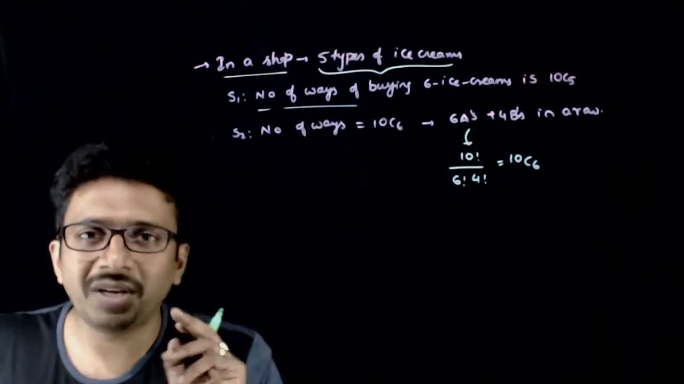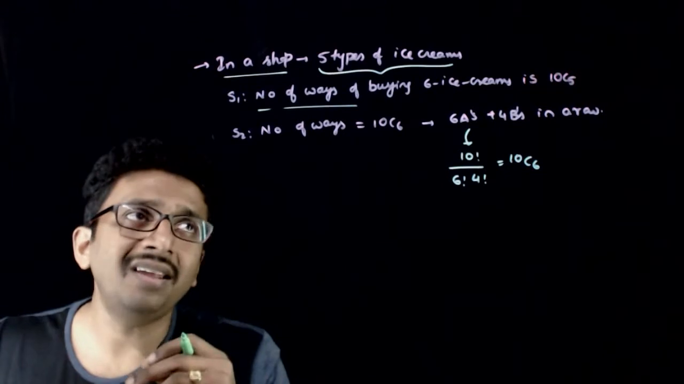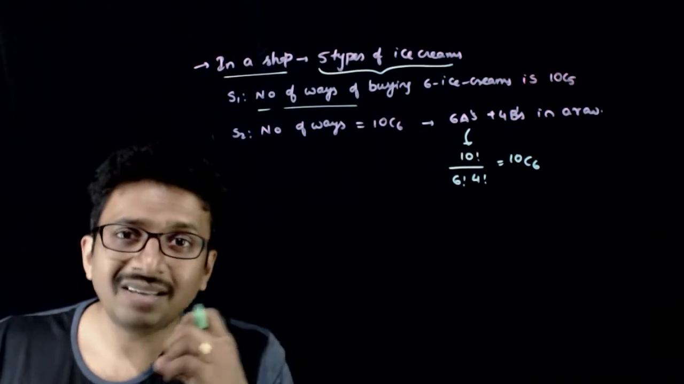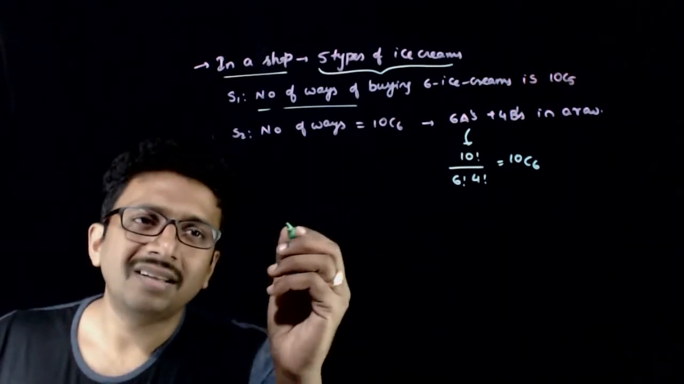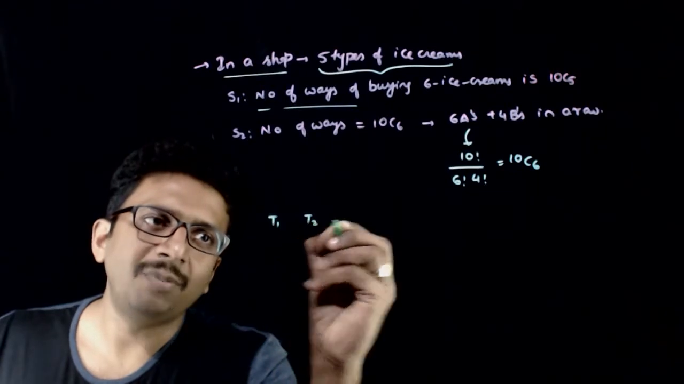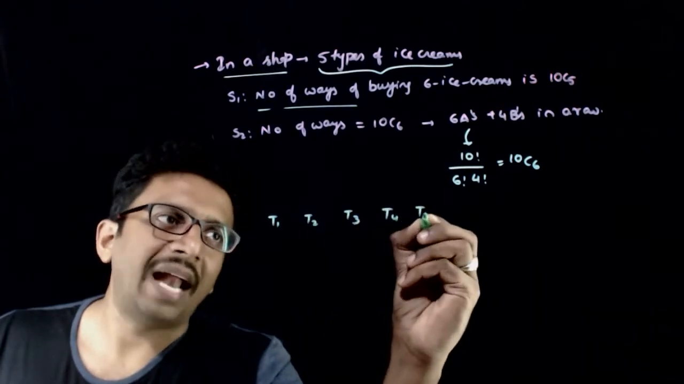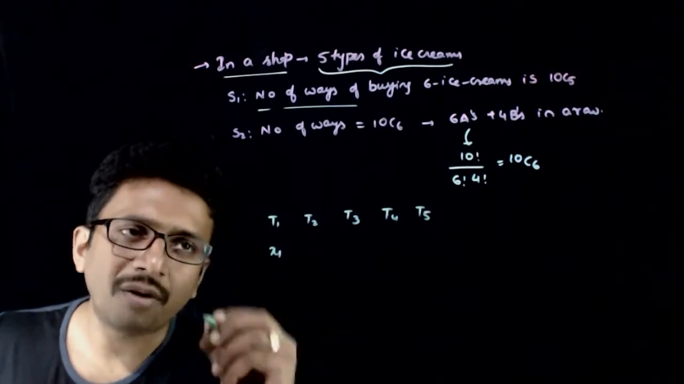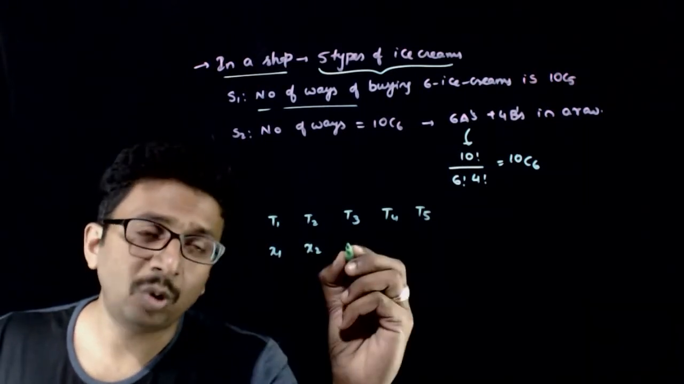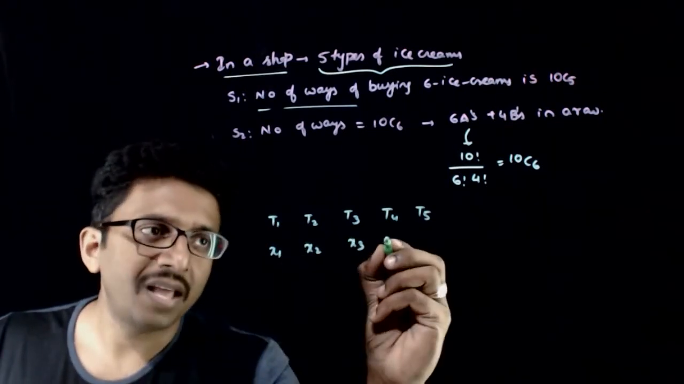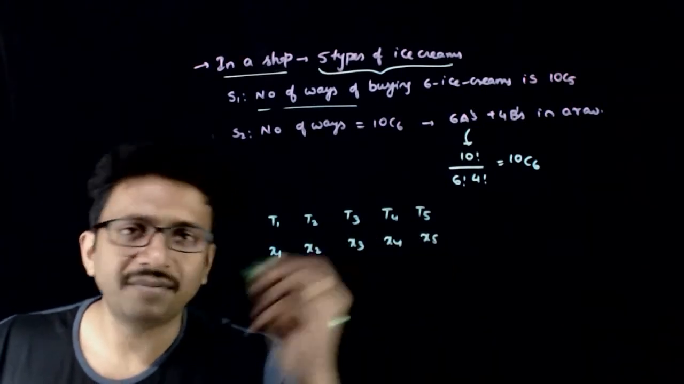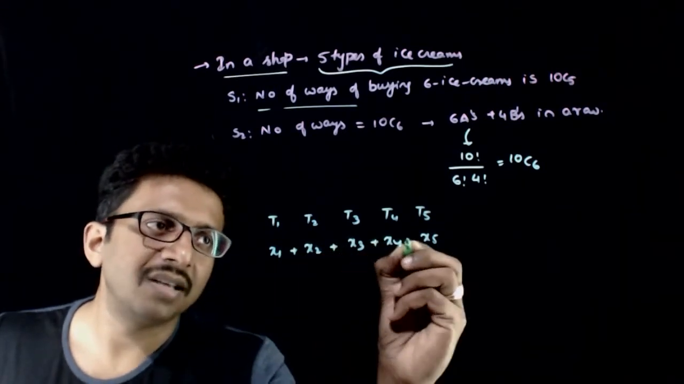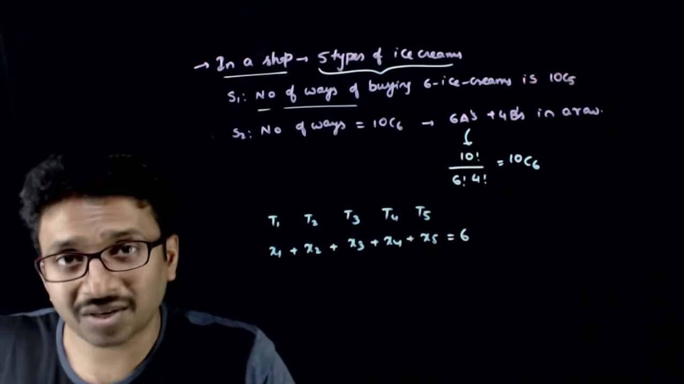So you just need to decide how many ways can I buy 6 ice creams. So there are 5 different types of ice creams. I have to buy 6 of them. So let me say that the types of ice creams are type 1, type 2, type 3, type 4 and type 5. There are 5 different types of ice creams. Now I buy x1 of type 1 ice creams, x2 number of type 2 ice creams, x3 number of type 3 ice creams, x4 number of type 4 ice creams, x5 number of type 5 ice creams. Assume that I have bought this. So the sum of these has to be equal to 6 because I have bought 6 ice creams.